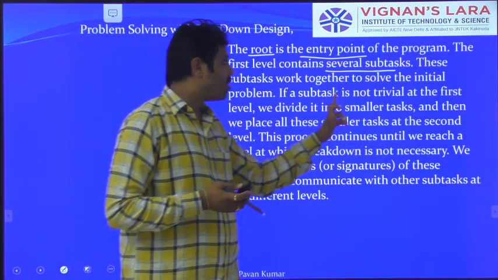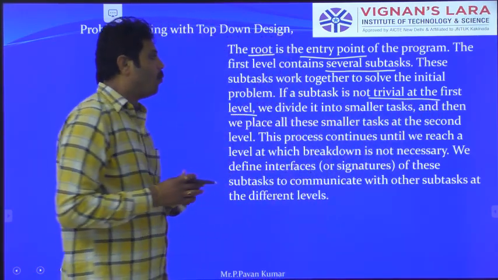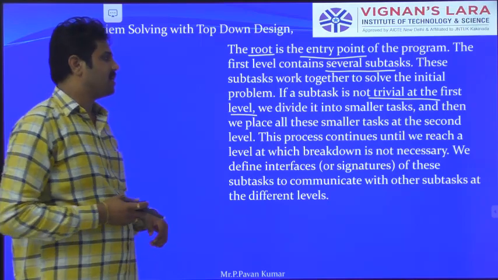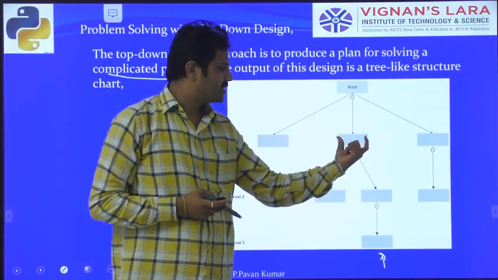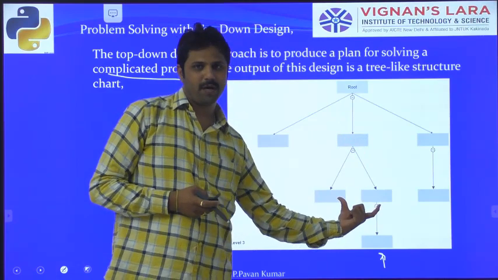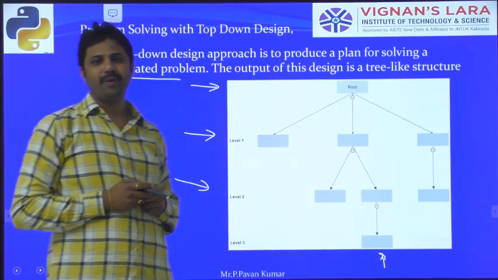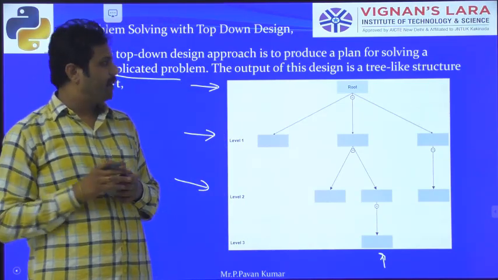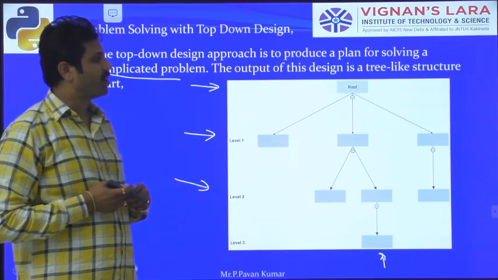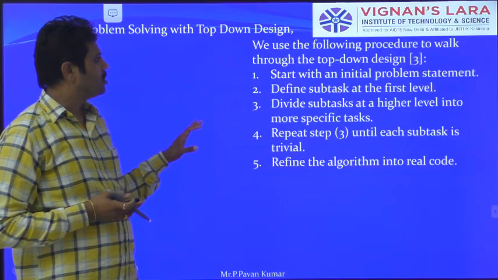If a subtask is not trivial at the first level, we divide it again into smaller subtasks. For example, this is a subtask. This subtask is again divided into multiple subtasks. Like this, n number of tasks are divided. It solves each and every task and brings the output, whatever you want. So this is the top-down approach.